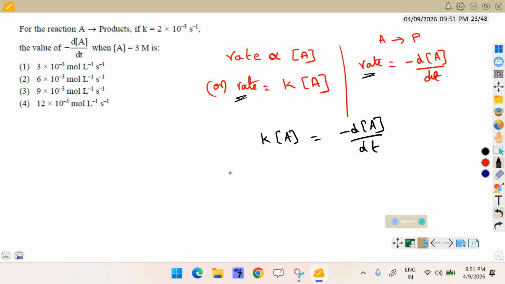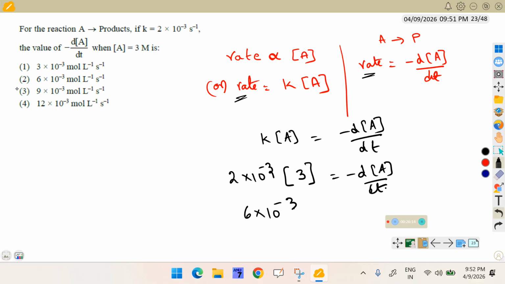What is the value of k? 2 × 10^-3. The value of [A] is 3, which equals -d[A]/dt. So the d[A]/dt value is 6 × 10^-3. So the second option is the correct option.